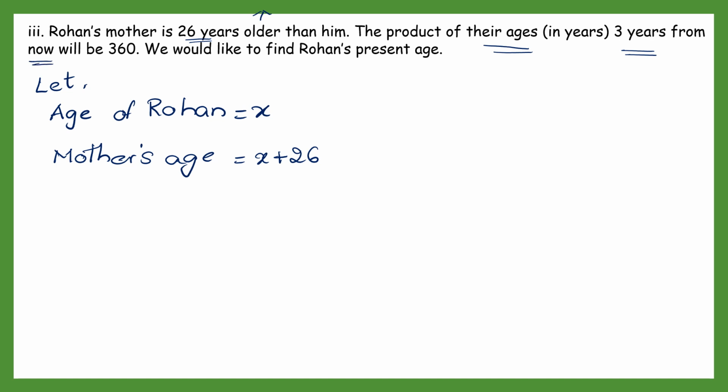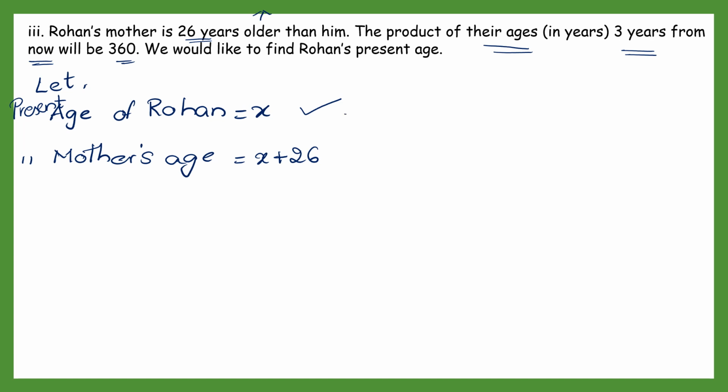They said product of their ages 3 years from now. Okay, 3 years from now. Product of their ages. This is the current age, the present age of Rohan, and this is the present age of her mother. At present. Okay. They are telling from 3 years. After 3 years, their product will be 360.